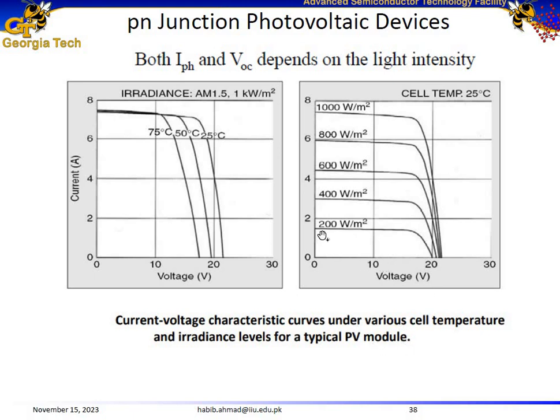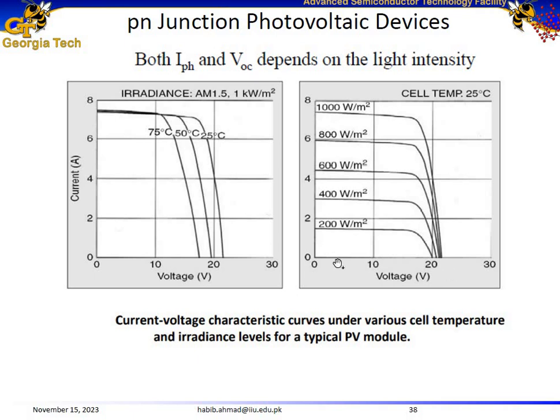And we have light intensities. So when we keep increasing the light intensities, we see that our photocurrent is also increasing accordingly. And the open circuit voltage is also increasing, but the increase is slight. It's not a major increase.